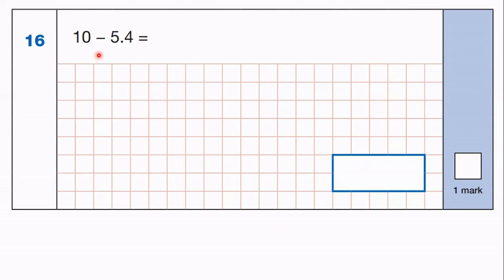Question 16. 10 minus 5.4. We could set this out as a column subtraction, so we need the 5 under the 0 to keep our place values lined up, and then we know that if we have a whole number, we can stick a 0.0 on the end of it. We need the decimal point in our answer, and now we can subtract as normal.